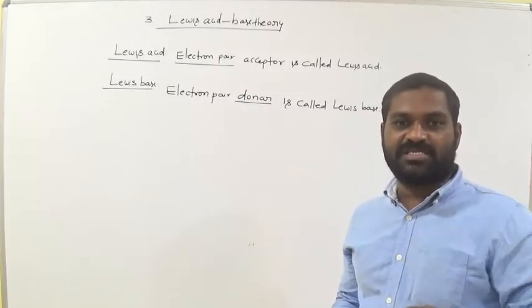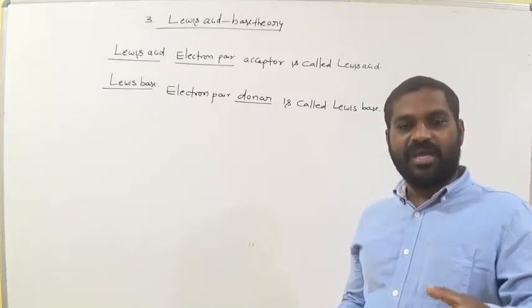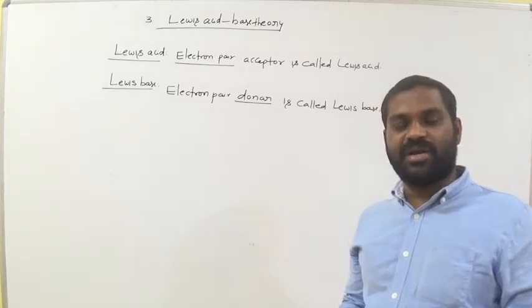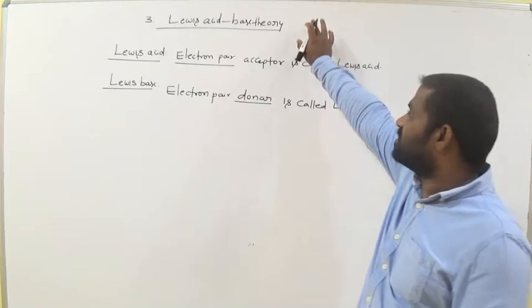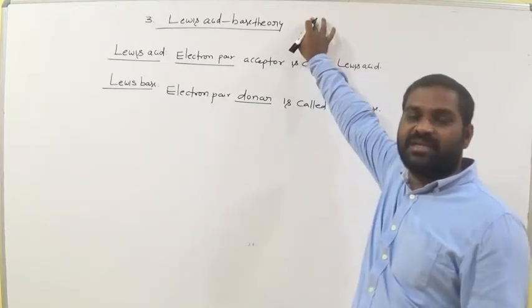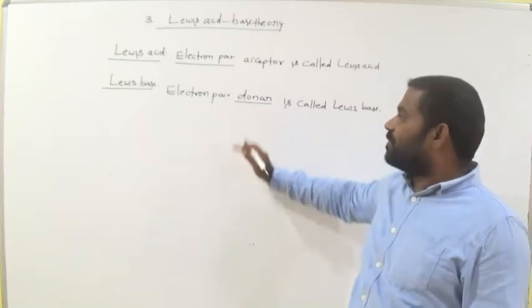With respect to H plus, if any compound donates H plus, that is called a Bronsted acid. If any compound accepts H plus, then we call it a Bronsted base. Am I right? Now this is Lewis acid base. That is the third theory to explain the acidic nature of the compounds. So that is the electron pair theory.